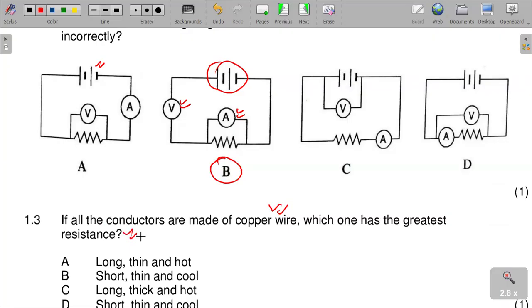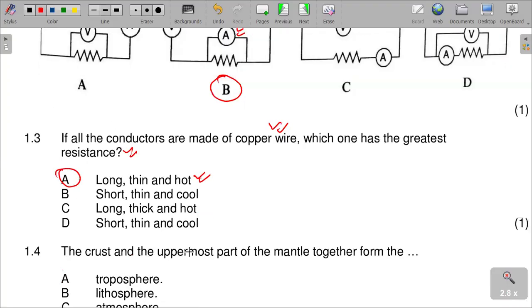In terms of question 1.3, the greatest resistance will be found on what? On the long, thin, and what? Our answer is A. Number 1.3, the greatest resistance, if the conductors are made of copper wire, is the one which is long, thin, and hot. That is the correct answer for question 1.3.